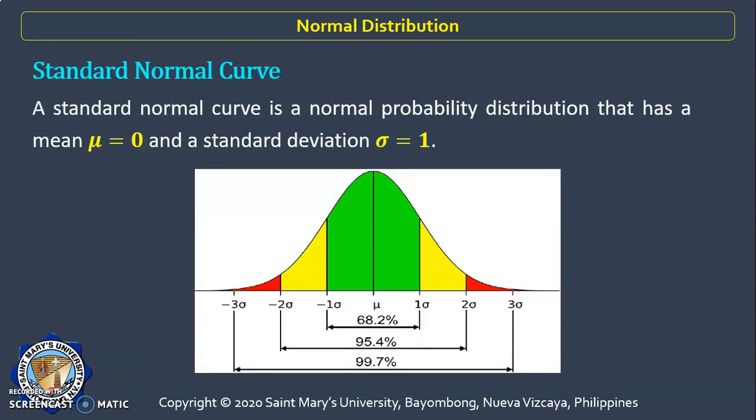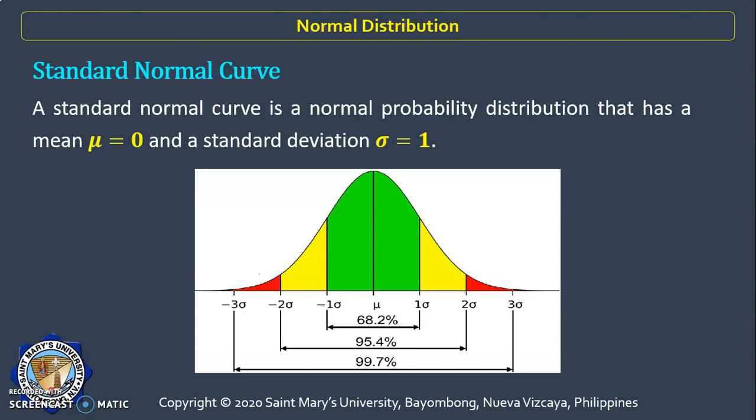Okay, so in this lesson, we are going to talk about the standard normal curve. A standard normal curve is a normal probability distribution that has a mean of 0 and a standard deviation of 1. So at the center is the mean and one standard deviation to the left and to the right is approximately 68.2% of the normal curve.